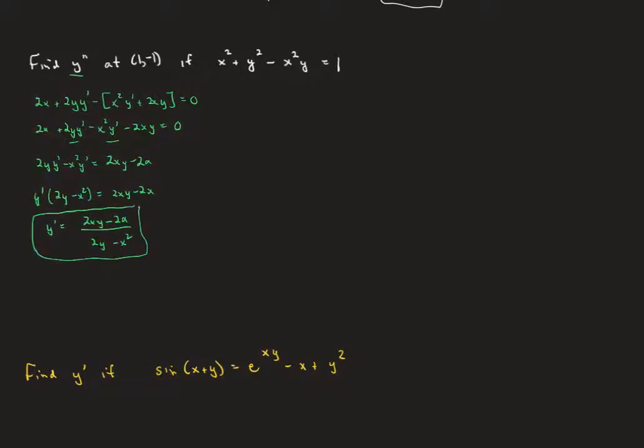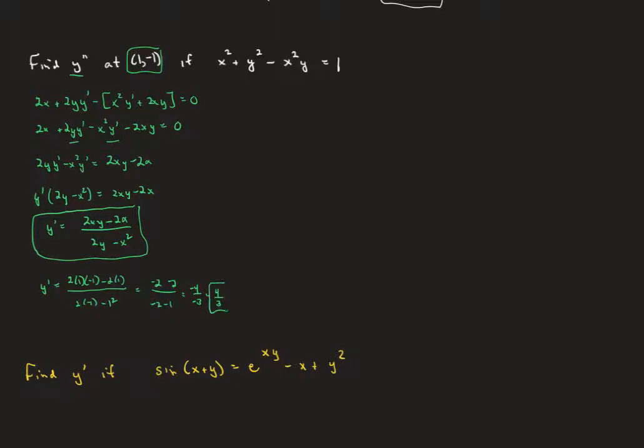y prime. We can evaluate this at 1 and negative 1 to see what that's equal to. We're going to need that in a moment in order to find y double prime. So we're going to get 2 times 1 times negative 1 minus 2 times 1 all over 2 times negative 1 minus 1 squared. So that looks like a negative 2 minus 2 on top and a negative 2 minus 1 on the bottom, negative 4 over negative 3.